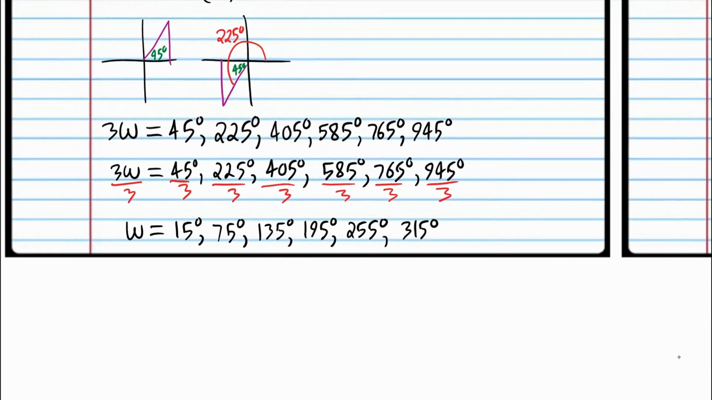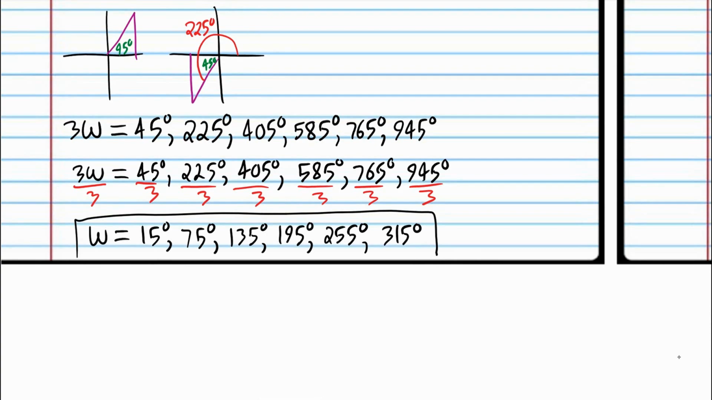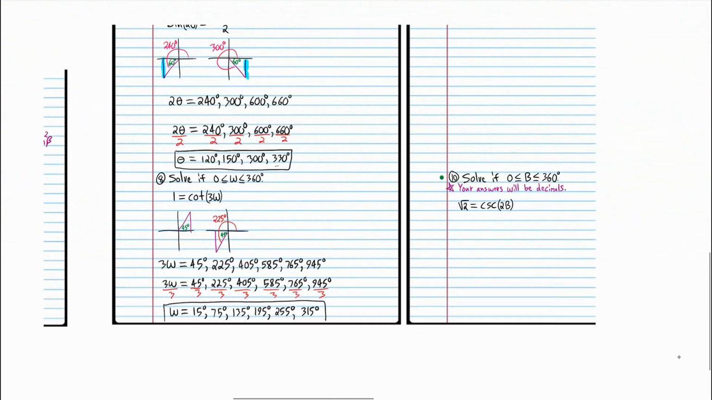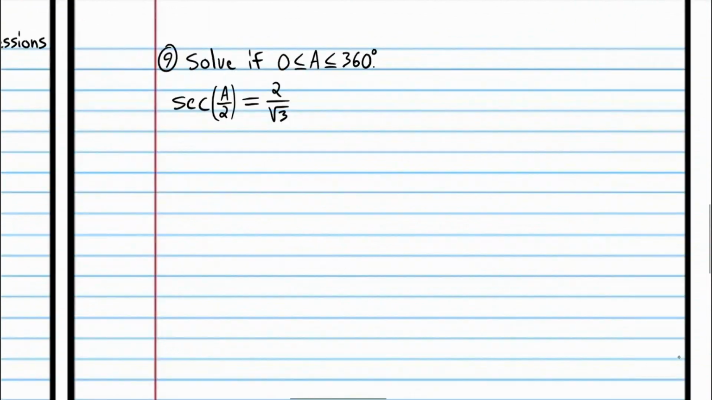Now, if we try to find another coterminal angle, let's add 360 to 765. We get 1125. And if we try to divide that by 3, we get 375. 375 is too big, so we can just erase that. So those are our solutions. So not every problem is going to have 6 answers, so don't worry about that. They're not all going to be that involved. So let's try one more of these problems before you try one on your own.